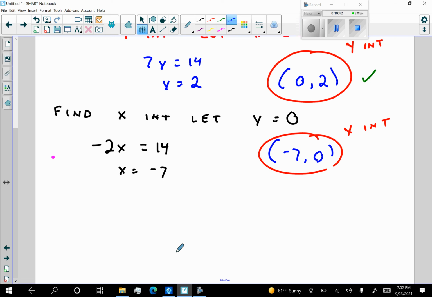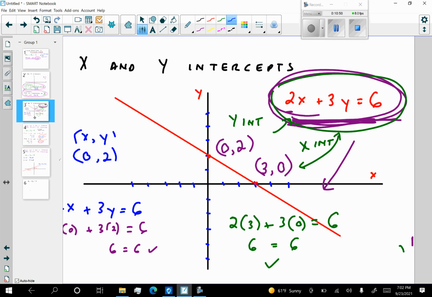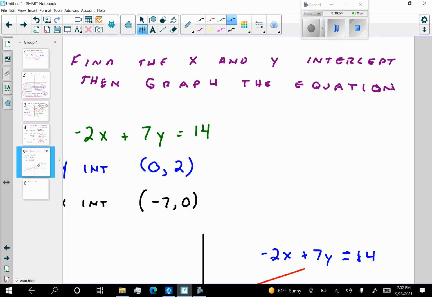I wonder where I have that. I think I have it on this next slide here. I do. That was my first example. I apologize. So here we go.